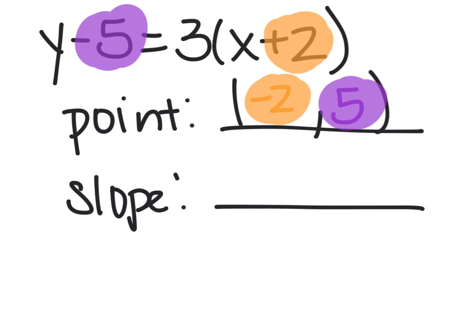So this line contains the point negative 2, 5. And then we've got to figure out our slope. Well, the slope's the easy part. The slope's what's in front of the parentheses. So my slope in this case is just 3.